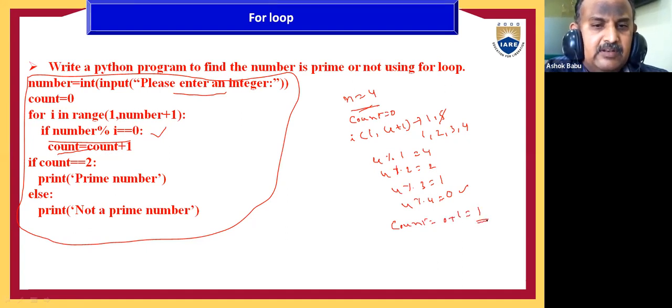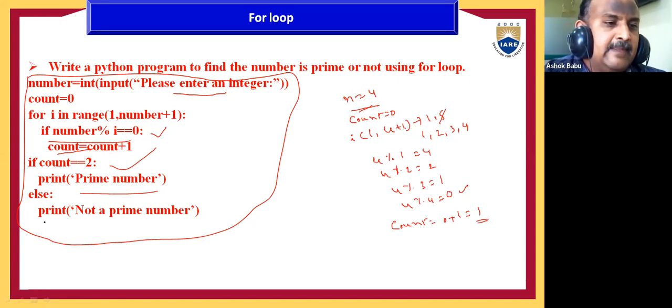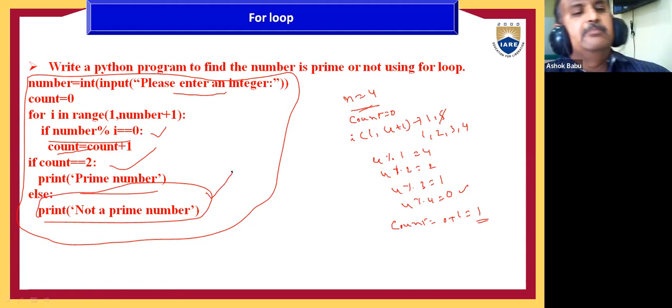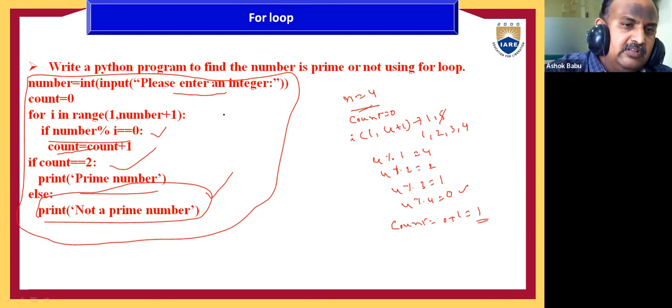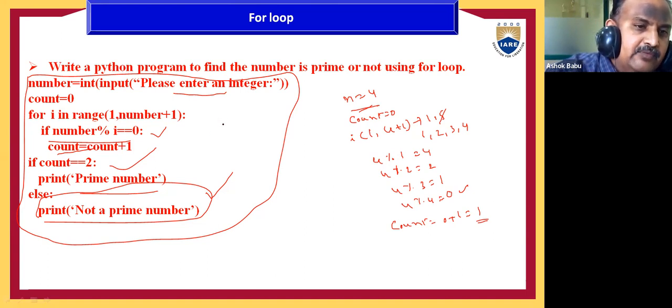The count is 1. If count equal to 2, then we need to write that the given number is a prime number. So here the count is 1 only. When count is 1, we need to assume that the given number is not a prime number. Similarly, we will check for the value 5. Let us assume the value entering is n equal to 5.